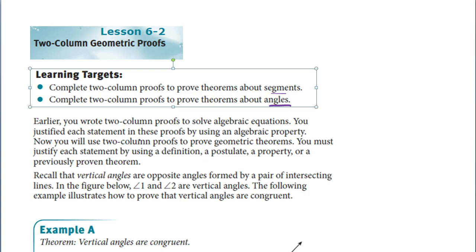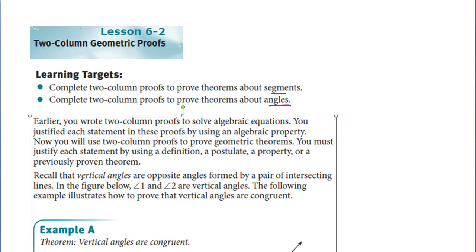Earlier we wrote two-column proofs to solve algebra equations. We justified each statement in the proofs using an algebraic property. Now we're going to do two-column proofs to prove geometric theorems. So we have to justify each statement using a definition, a postulate, a property, or a previously proven theorem.